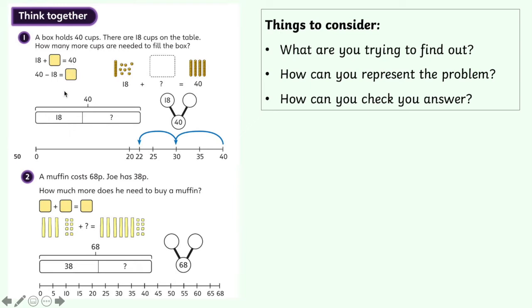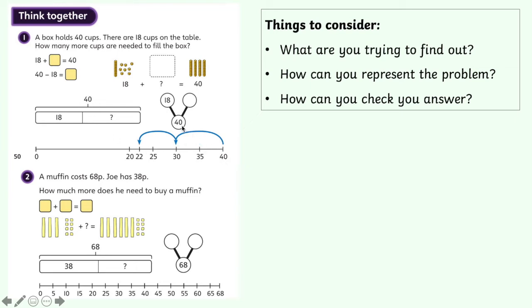Or we can think about it like this. If we have space for 40 cups, we take away 18 that we've already filled. How many are we going to have left that we would need to fill the box? This time, the calculation hasn't been worked out for us. We need to know 18 add what equals 40. And all of these three representations are showing that problem. 18 is one part, and we've got a missing part until we get 40. The number line could help us work that out.